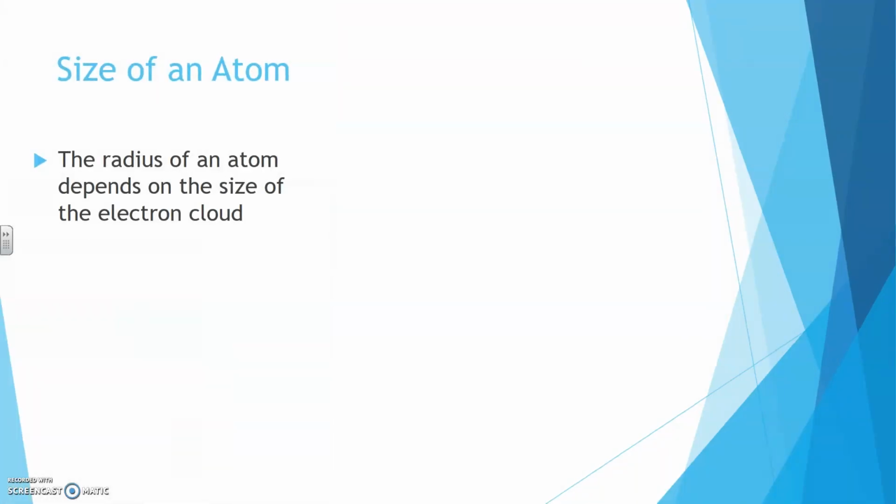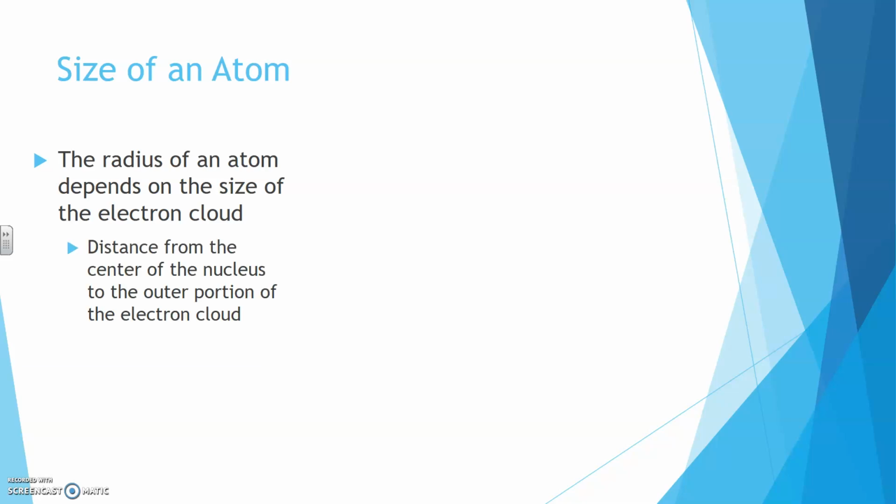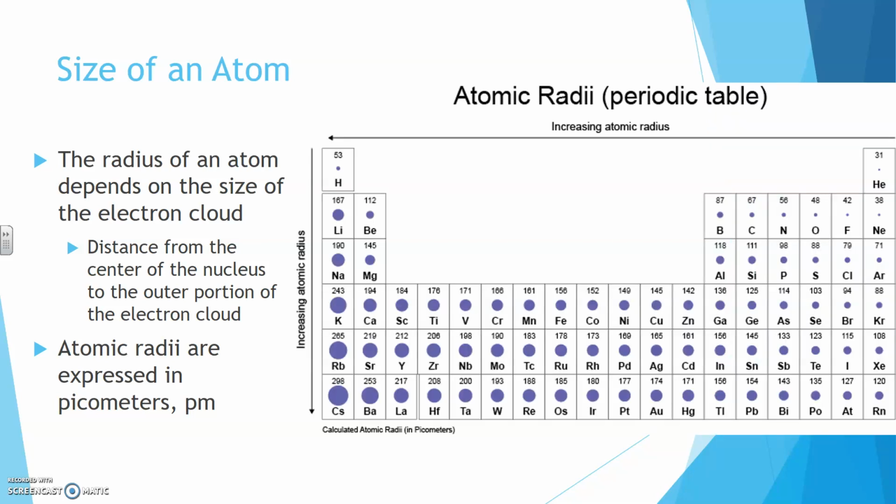Okay, so when talking about the size of the atom, we talk about the radius. The radius of the atom depends on the size of the electron cloud. So the radius is from the center of the nucleus out to the furthest part of the electron cloud. Atomic radii are actually expressed in what's known as picometers. Tiny, tiny, tiny. It's 10 to the negative 12 meters for 1 picometer. So if we look at this, a couple things you'll notice right away.